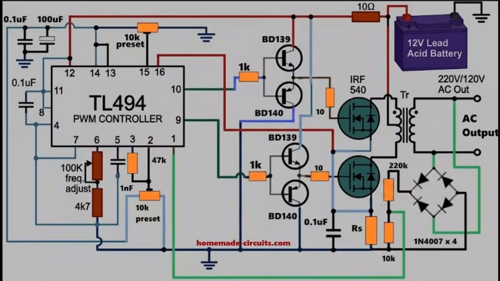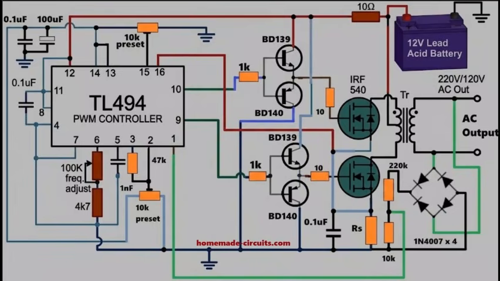The 1K resistors connected to the transistor bases limit base current and protect the TL494 outputs. At the MOSFET gates we can also see 10 ohm resistors. These resistors suppress gate ringing and reduce high-frequency oscillations.